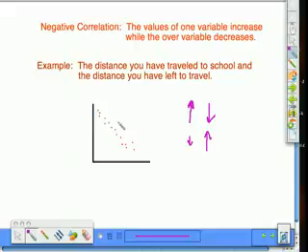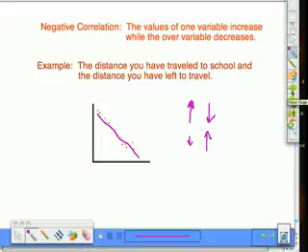That will give me a decreasing pattern. And if we look at it on a graph, the points tend to go down in a decreasing fashion.